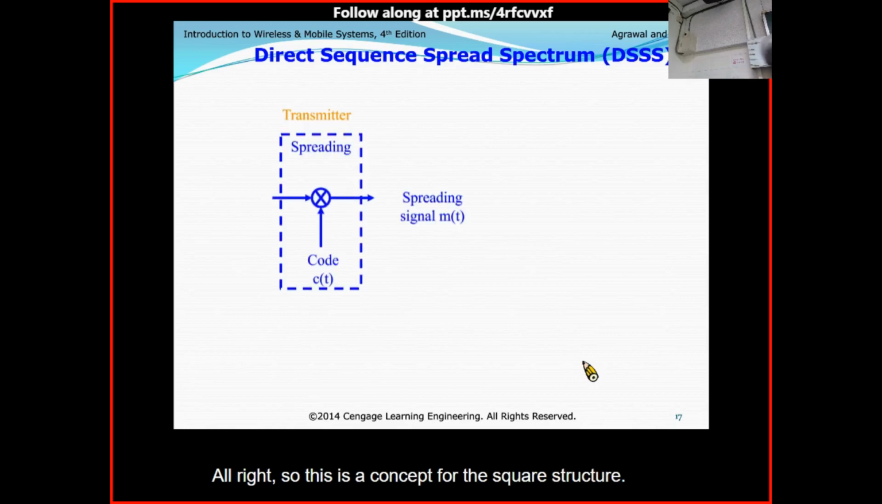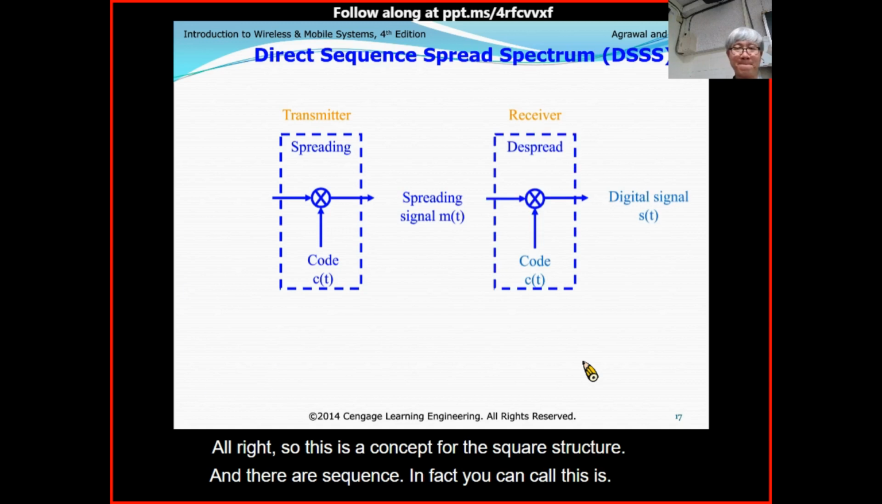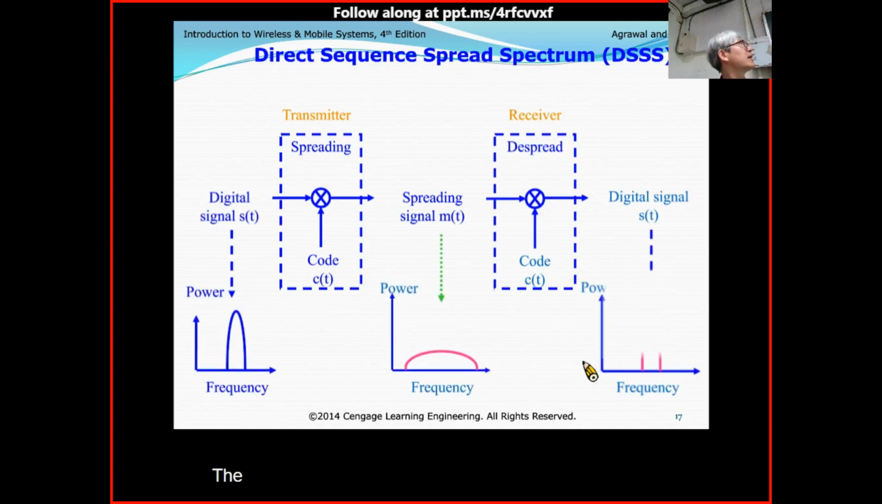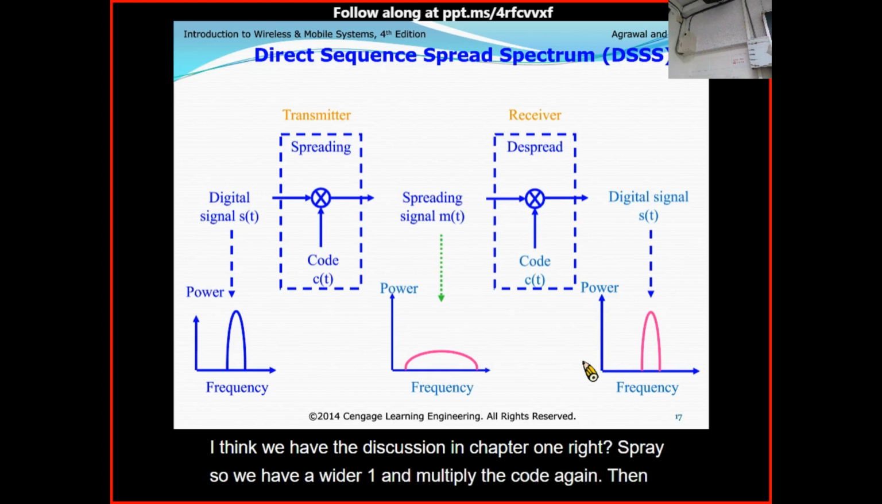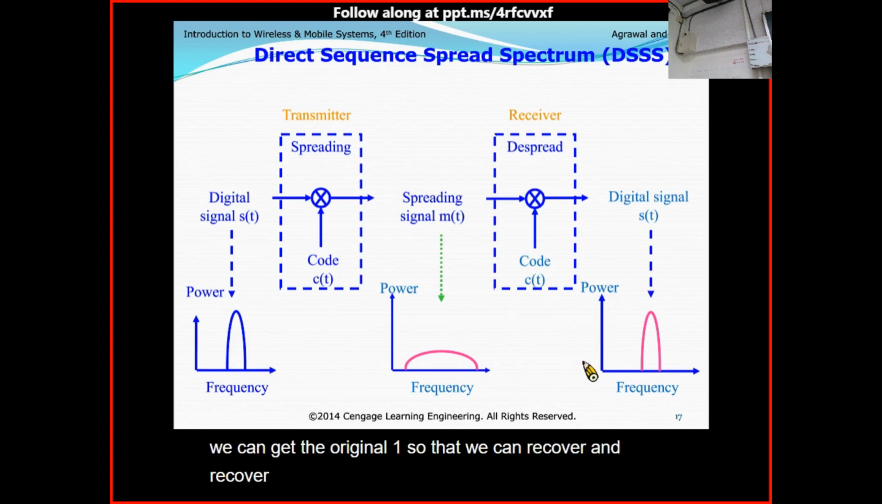And the right sequence, in fact, you can code this. This is CDMA, so it's code. So all code and spread and then despread. I think we have the discussion in chapter 1, right? Spread, so we have a wider one. And multiply the code again, then we can get the original one so that we can recover. And recover, so we will have this. So we can despread.